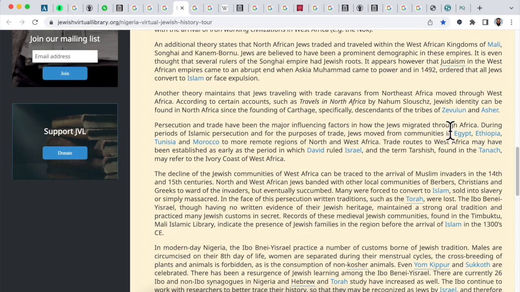So they migrated through Africa. Of course, they have to migrate through Africa to get to West Africa from the Middle East. So although the focus of this presentation is Jews in the Kingdom of Judah on the slave coast of West Africa, of course, there's going to be Jews scattered throughout Africa as well. During periods of Islamic persecution and for the purposes of trade, Jews moved from communities in Egypt, Ethiopia, Tunisia, and Morocco to more remote regions of North and West Africa.